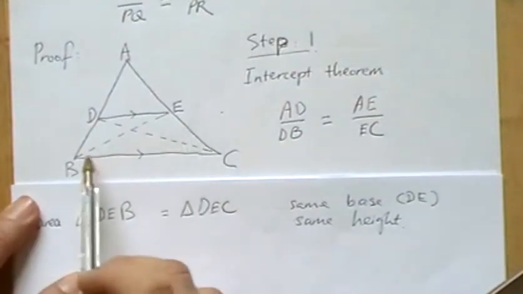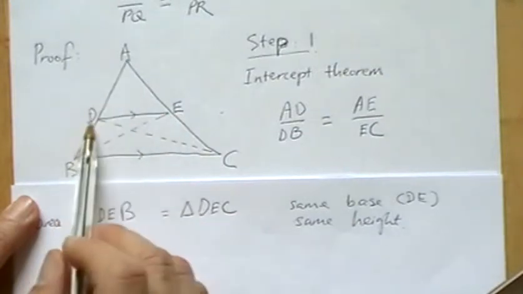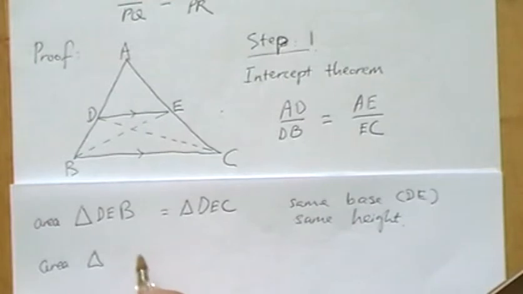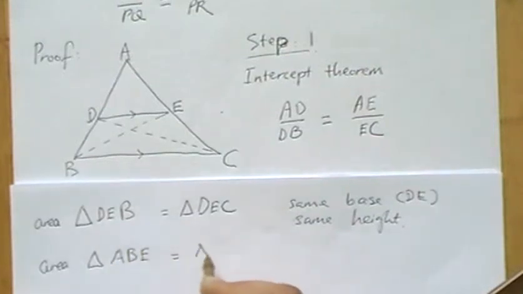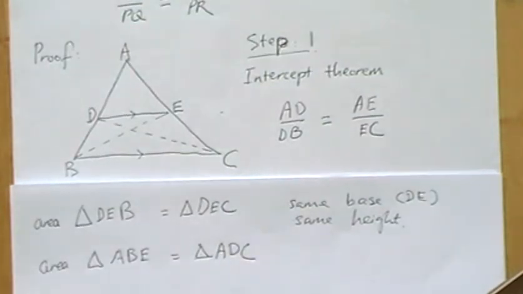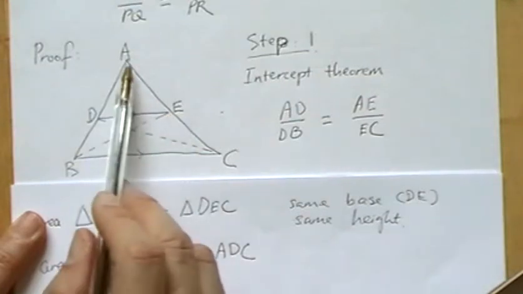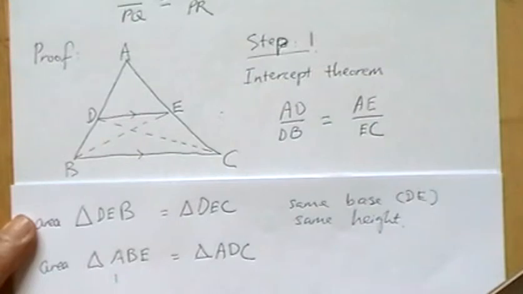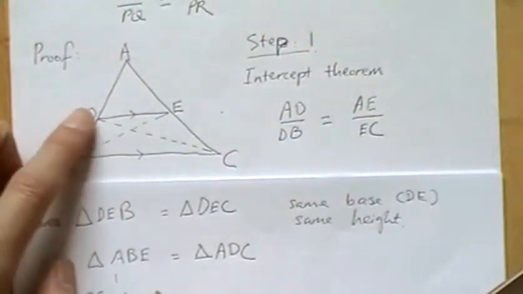Now in the next step, we look at these two triangles, ABE and ADC. And we notice that the triangle ABE is also equal to the triangle ADC. Why is that? You see, the triangle ABE you can think of as made up of two triangles, ADE and DEB. So this is really triangle ADE, the top one, and triangle DEB.